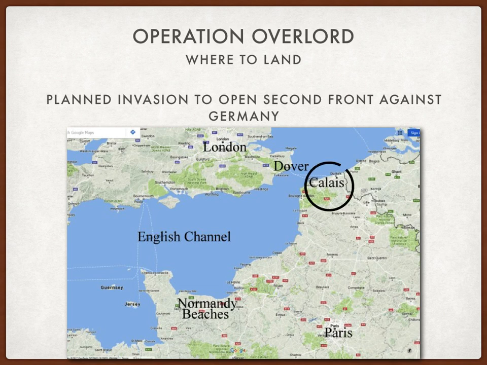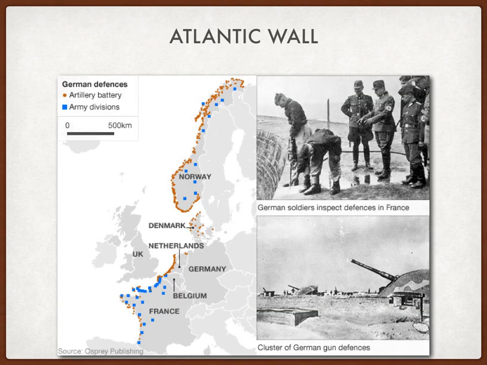The Germans expected an attack here at Calais. As you can see, that is the closest point to Britain, but actually they had planned the invasion for down here in the Normandy beaches. One of the big things that they had to deal with was this thing called the Atlantic Wall. So this was German defences all along the coast. It goes all the way from Norway down past Denmark, the Netherlands, Belgium and France. And all along there are army divisions, there are artillery batteries, and there are defences all along the coastline.